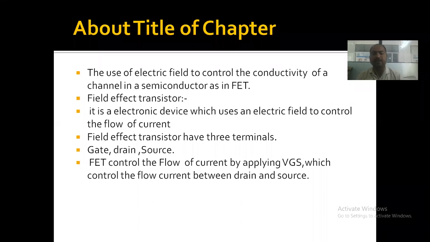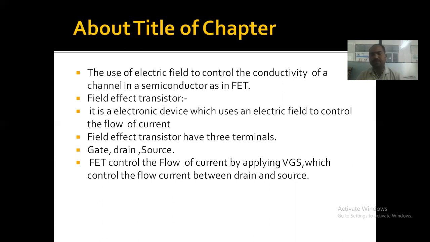But in the case of the bipolar junction transistor, we apply the base current and control the collector current, right? So input is current and output is also current. Controlling in that case is not easy, right? But in the case of FET it is easy, because the applied input voltage controls the output current, right?